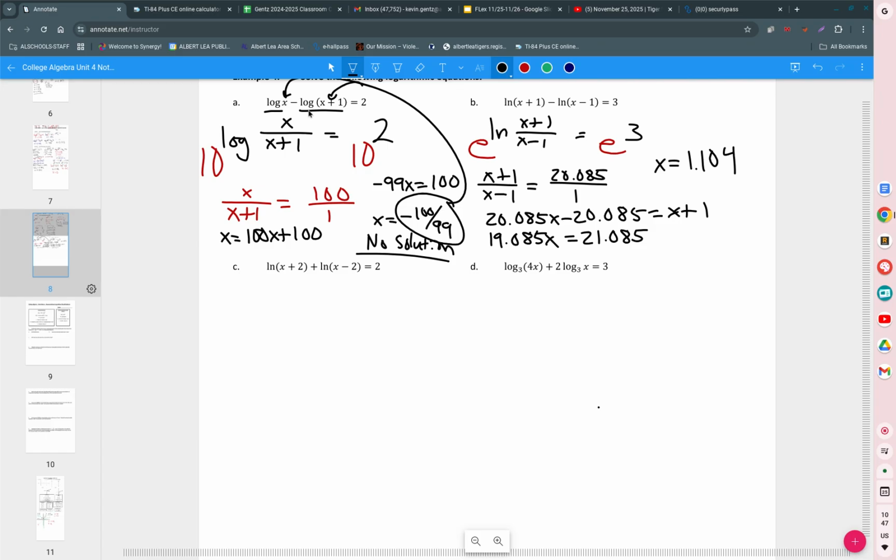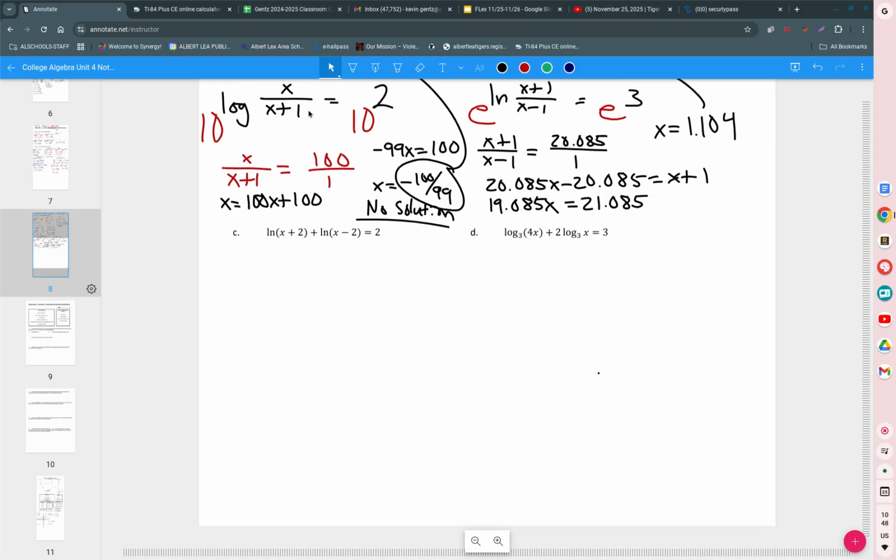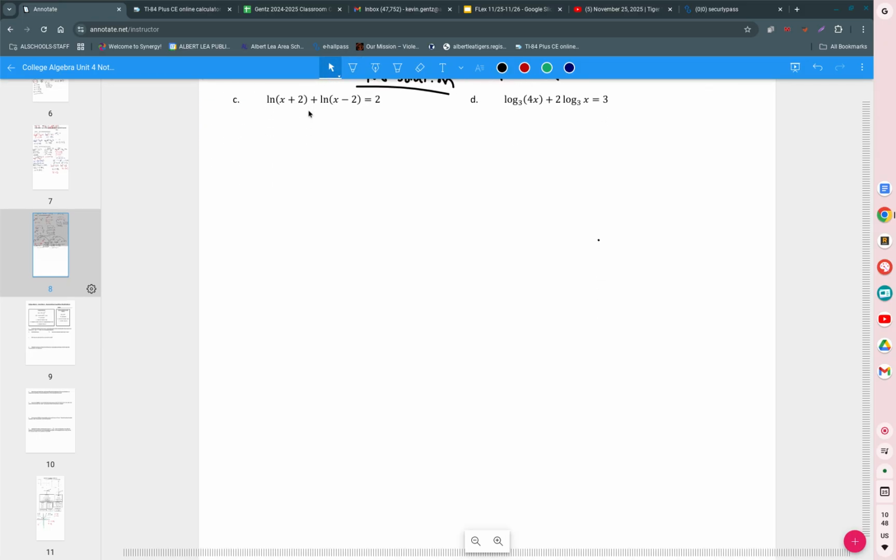I will check my result. If you plug 1.104 in, does this end up being the natural log of a positive number or negative number? Positive. How about here? Positive, but barely. Very good. What's different about the next one? Good job, Jacob.